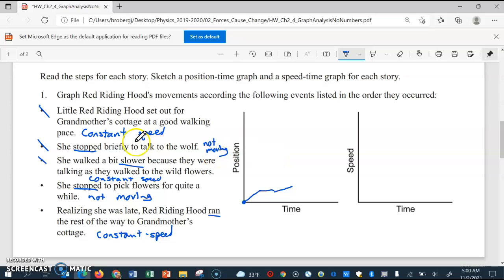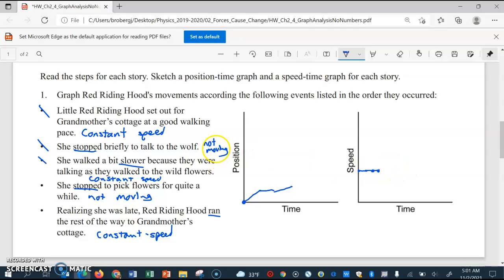And so you're on your speed versus time graphs. You go through the story again, but you have to keep in mind you're keeping track of speed. If you're moving at constant speed, on a speed versus time graph that means that it is a flat line, because you are starting at a speed and you are moving at that speed the entire time. So it's the same speed along that speed versus time graph. That's constant speed. Then she stops to talk to the wolf. She's not moving. But when you're drawing a speed versus time graph, it's not just flat and you keep going.